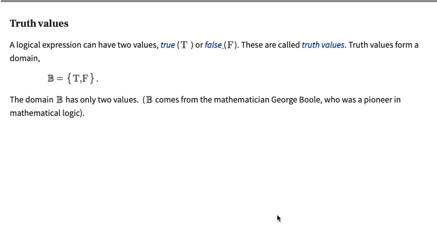The notation B for the truth values comes from the 19th century mathematician George Boole, who was one of the pioneers in mathematical logic.